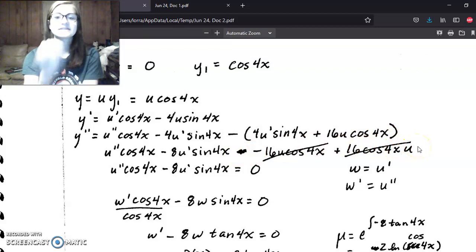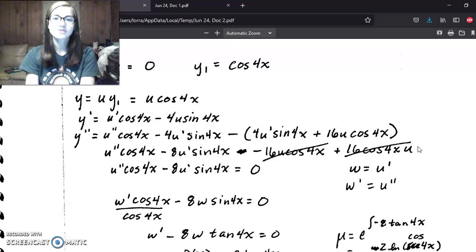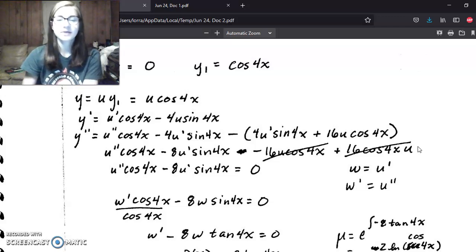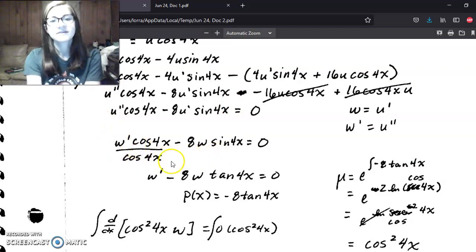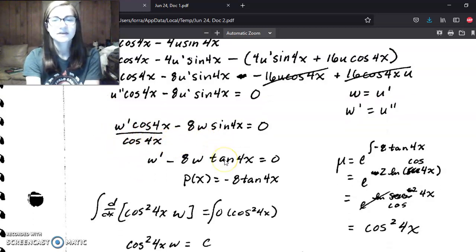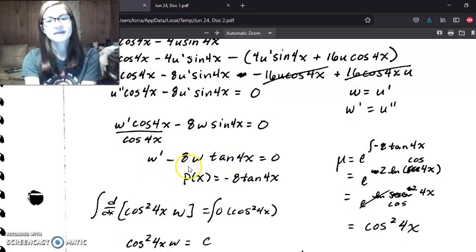And then these two terms canceled out, so you are left with u double prime cosine 4x minus 8u prime sine 4x is equal to 0. You set w equal to u prime and w prime equal to u double prime. And then you find the standard equation by dividing the first term by cosine 4x. So that gives you w prime minus 8w times the tangent of 4x. So your p of x value is equal to negative 8 tan 4x, and you solve this using substitution.